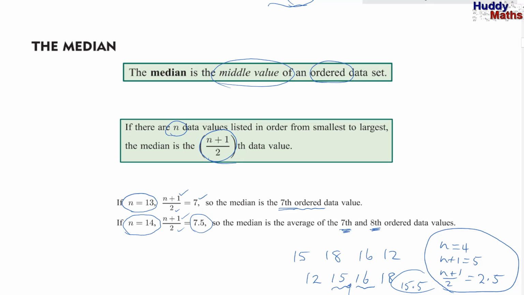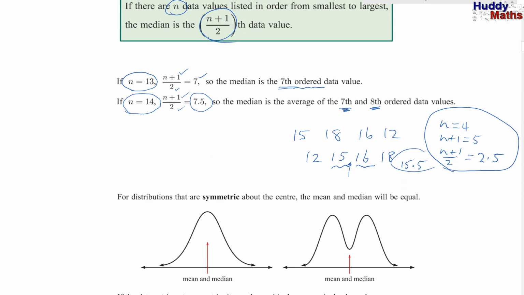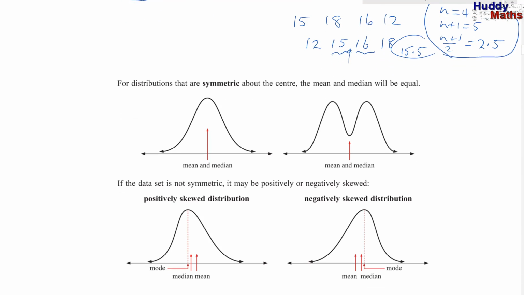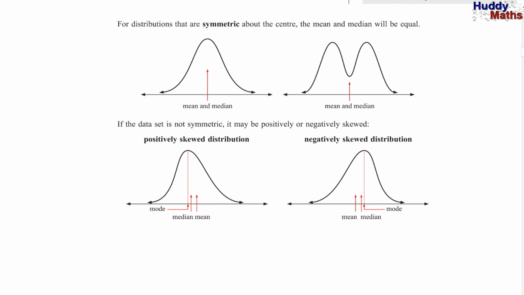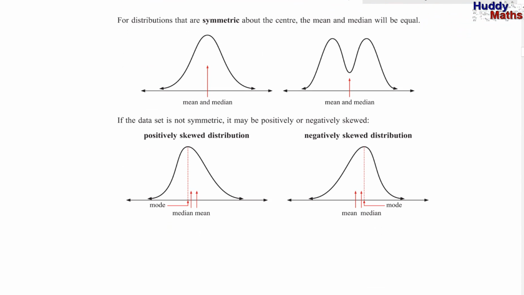Under what conditions would it be better to have one or the other? And we'll investigate that going down here. Okay, and this is the start of our investigation of those things. Here we are. For distributions that are symmetric about the centre, the mean and median will be equal, won't they?